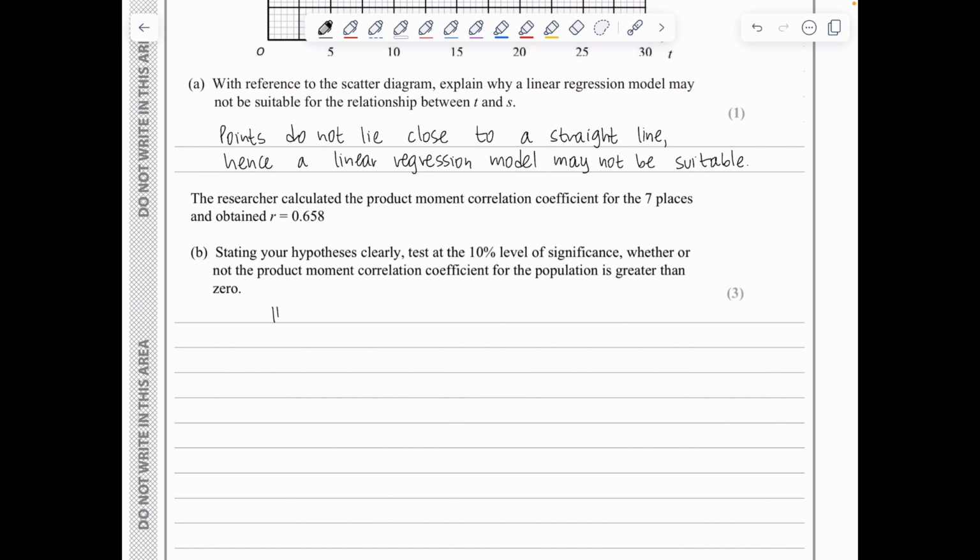My null hypothesis here is that rho is 0. Rho is the product moment correlation coefficient for the population, against the alternative which says that rho is positive. This is a one-tailed test because a direction is explicitly stated in the question. My alpha level in this case is set at the 10% mark.